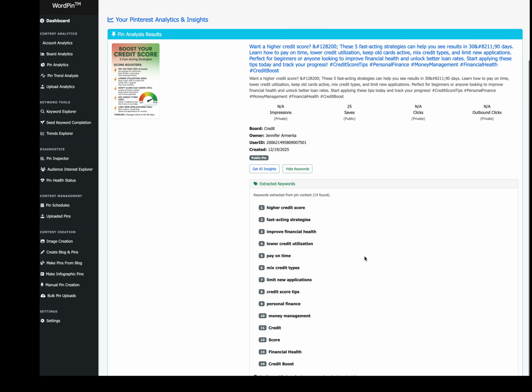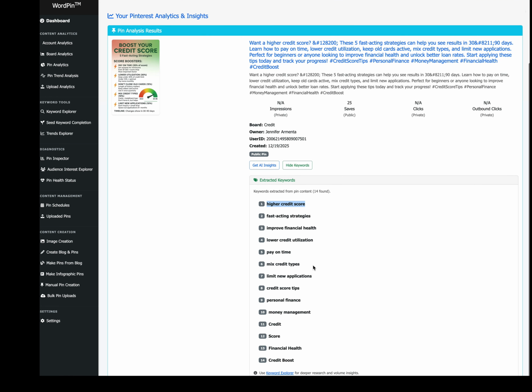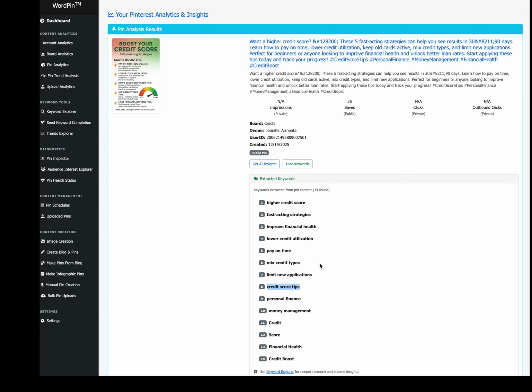And here now you can see all potential keywords that are associated with this pin. Then you can maybe pick one of those, like improve your financial health, higher credit score, or credit score tips. That seems probably the most reliable. And you can go on Keyword Explorer.